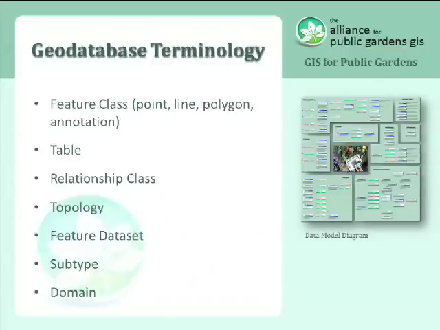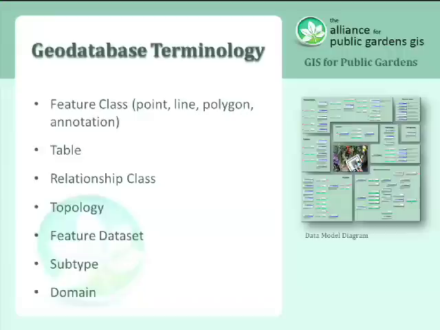There's a thing called a feature dataset, which you can think of as a folder that holds feature classes that have some similarities. So if, say, two feature classes like sidewalks and planting areas have a topology rule that says they can't overlap, those would want to be in the same feature dataset. And I'll show you that later.